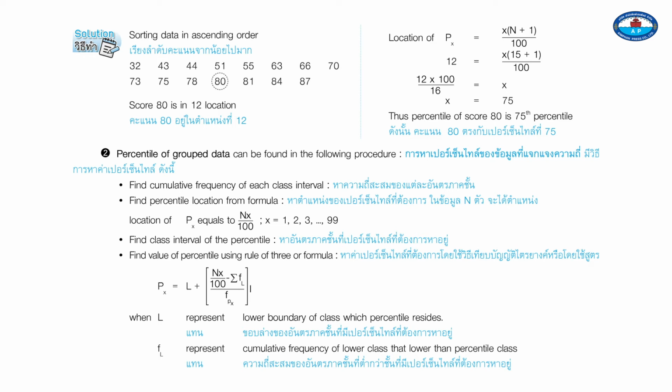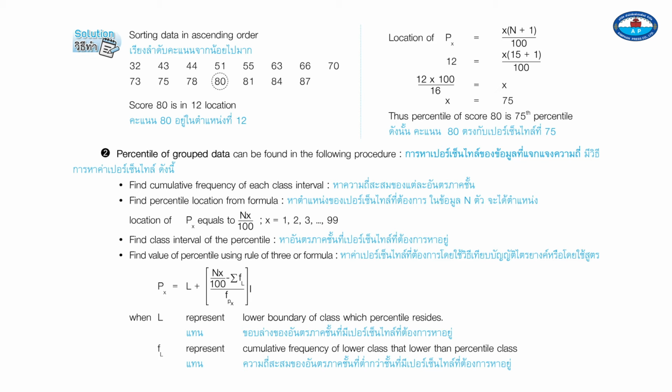2. Percentile of grouped data can be found in the following procedure. Find the cumulative frequency of each class interval. Find the percentile location from the formula. Location of Px equals nx over 100, where x equals 1, 2, 3 through 99. Find the class interval of the percentile. Find the value of the percentile using the rule of 3 or a formula.